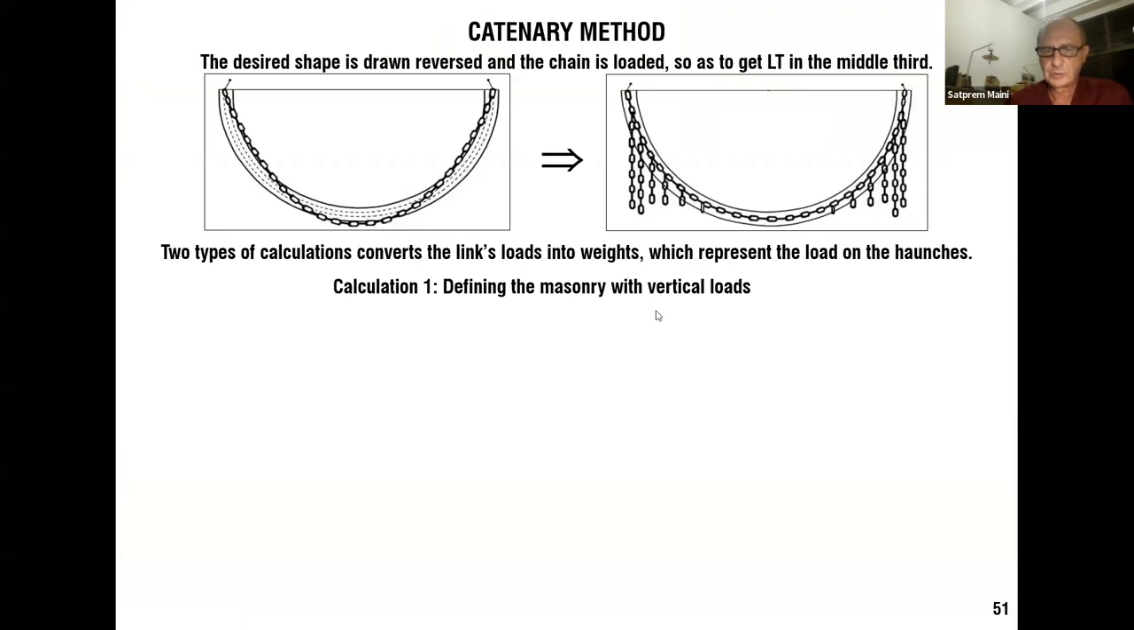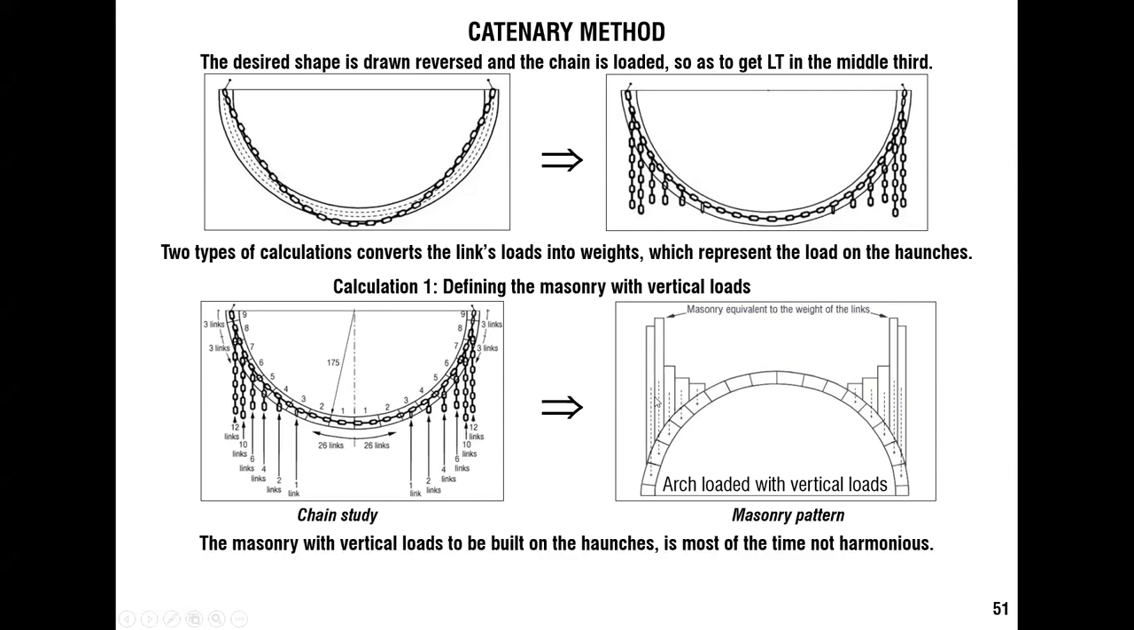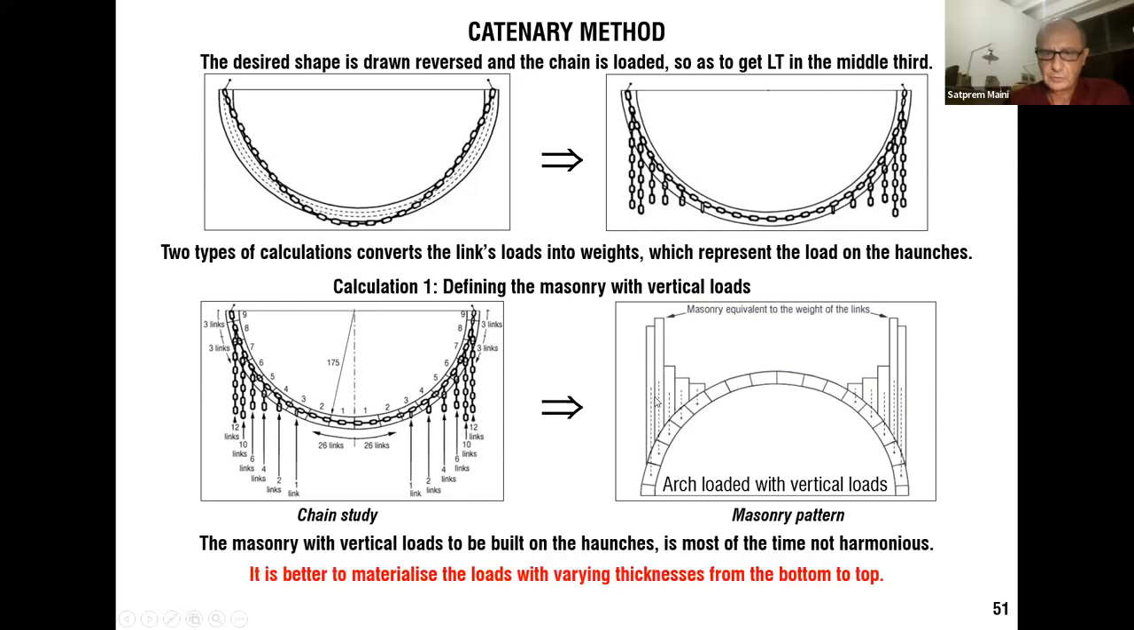So you define the masonry with vertical loads. This you have obtained by a random exercise. Just hang some chain to get your main chain to the section that you want to have. And then you have to translate these weights into masonry. So if I have a direct translation of this weight, I will get this. Of course, I cannot do that. That's why this is not realistic. And what you do is to have something like this.